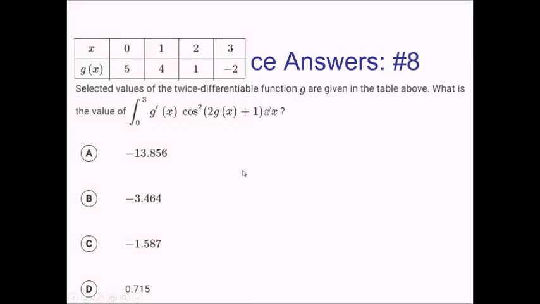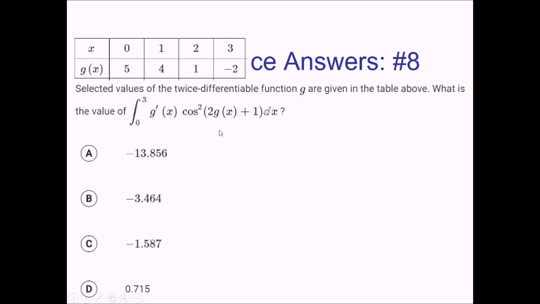This problem right here is kind of interesting. So we have some selected values of a twice differentiable function g in this table up here. And they want the value of this integral. Now the interesting part about this is a calculator question in which they're just asking for the value of an integral. So theoretically, you should be able to just plug this in your calculator and call it a day.